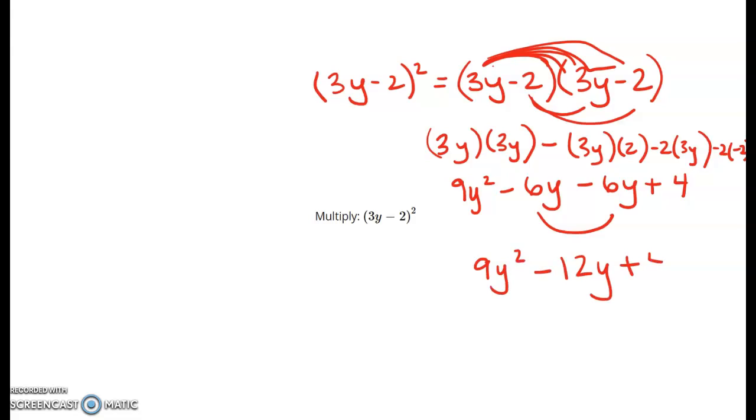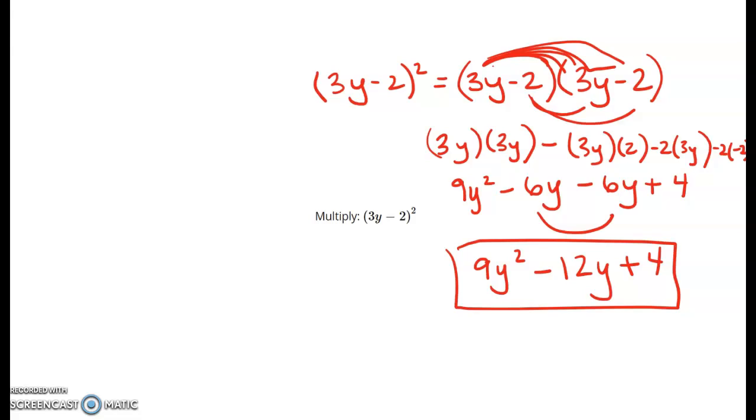plus 4. Notice when I'm combining like terms that we're looking at it like we have negative 6y's and then we have another negative 6y's. So how many y's do we have? Well, we have negative 12y's. So be careful when combining like terms that you don't change the exponent.